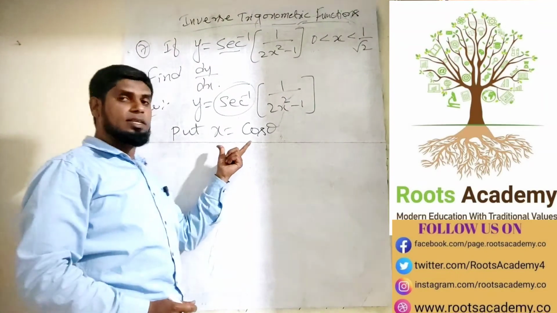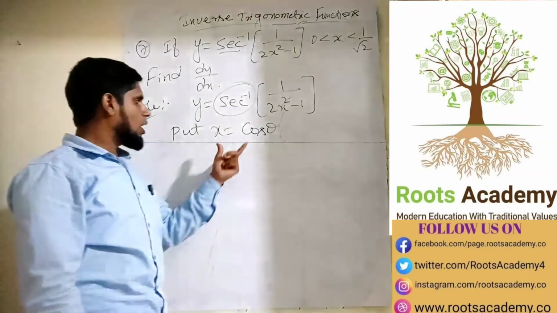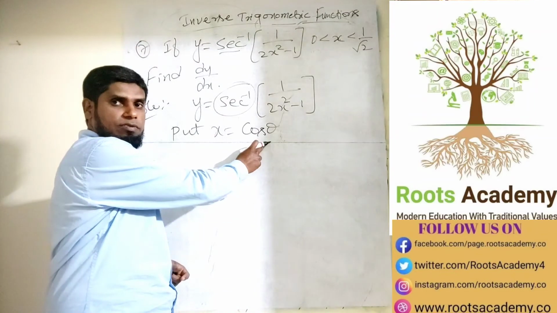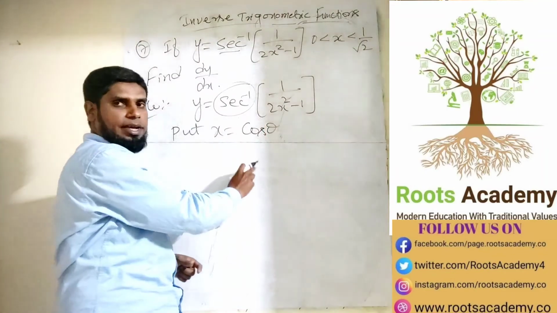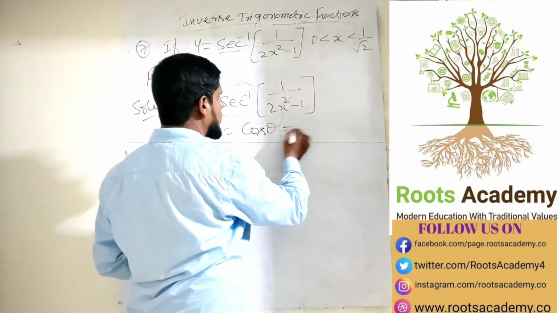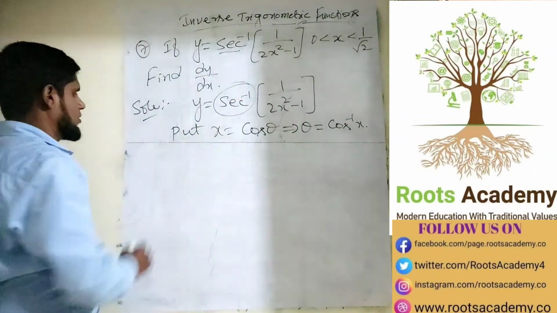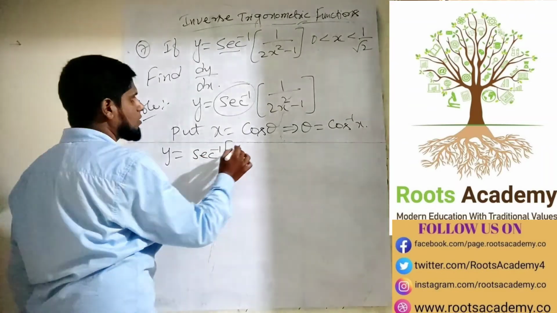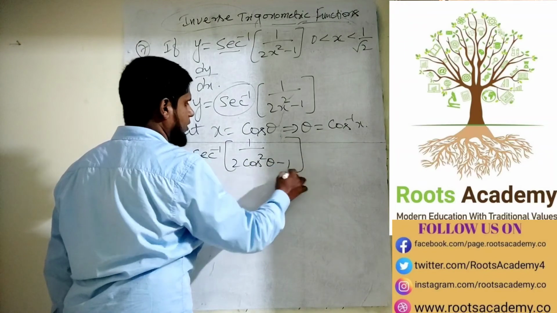This I did explain in the 3 cases. At the beginning of the inverse trigonometric problems, I explained the 3 cases. There I didn't explain this case. Here this is the only case where we are taking 4 ratios also, 4 ratios of trigonometric functions. And in this particular case, if I put x is equal to cos theta, then my theta is cos inverse x. My function will be y is equal to secant inverse of 1 divided by 2 cos square theta minus 1.